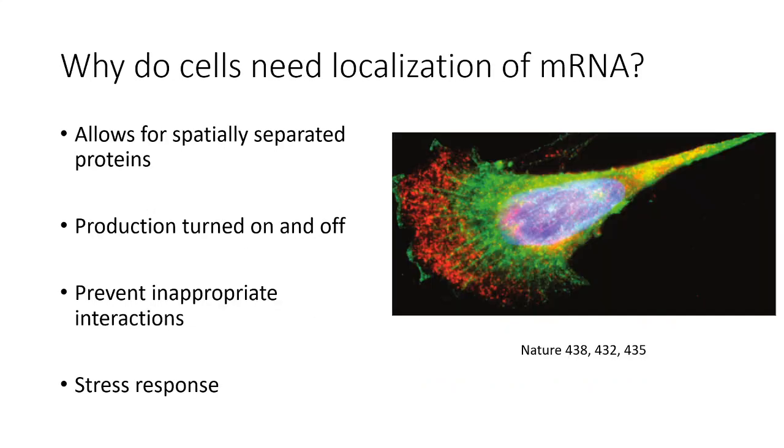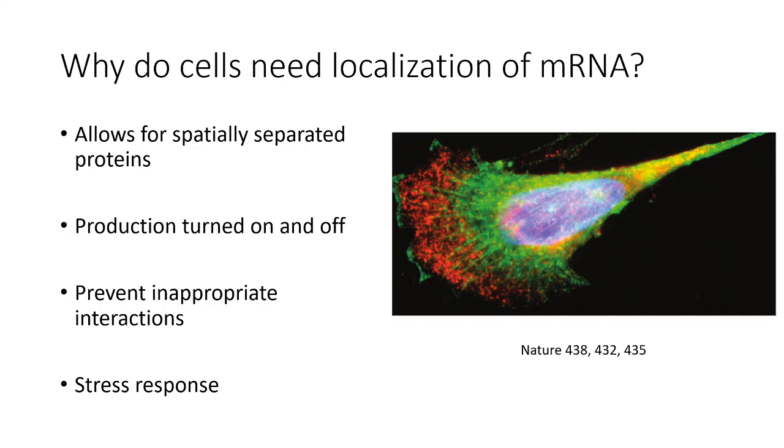Now we will briefly touch on why a cell needs localized mRNA. First, of course, it allows for spatially separated proteins, and we will go through some examples of this later. It will also allow for production to be turned on and off apart from waiting for transcription, mRNA export, translation, and targeting of the protein to the site where it is needed. In other words, a much quicker response to stimuli.